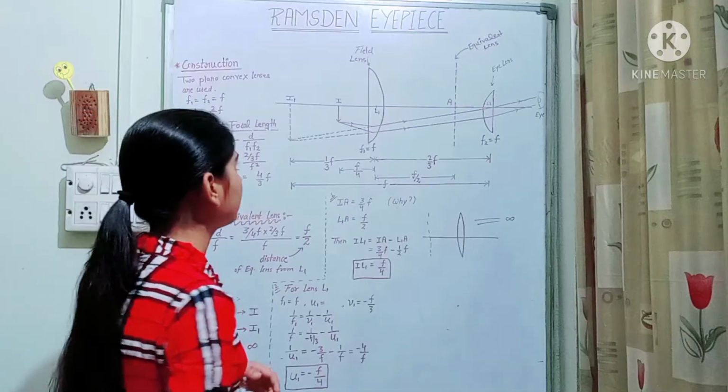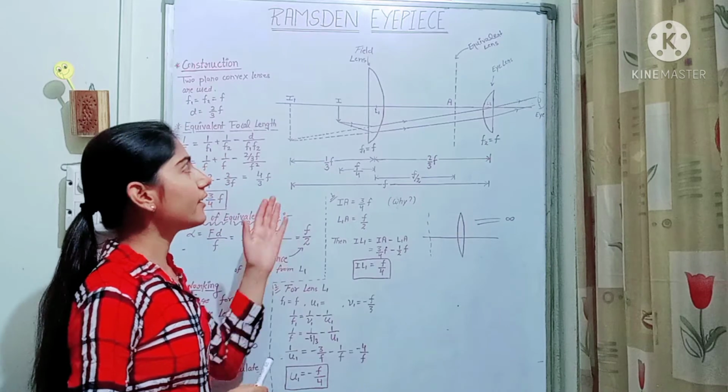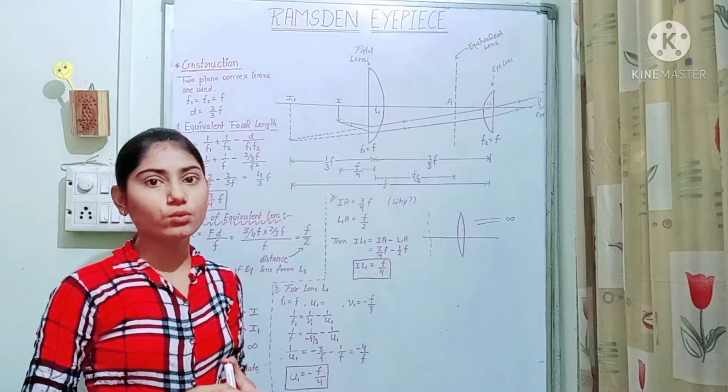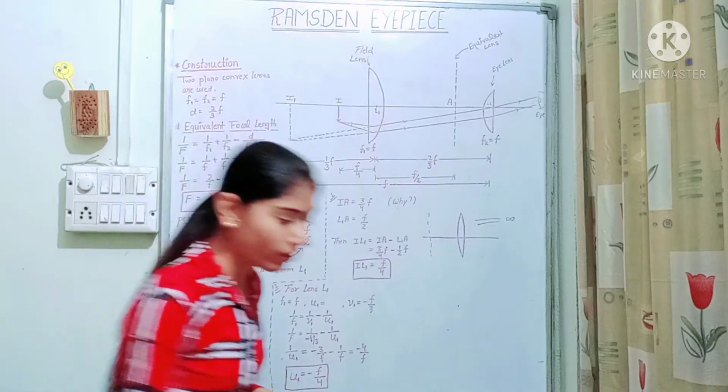Okay, I told you that in the Ramsden eyepiece, aberrations are not fully reduced. So let's talk about it.